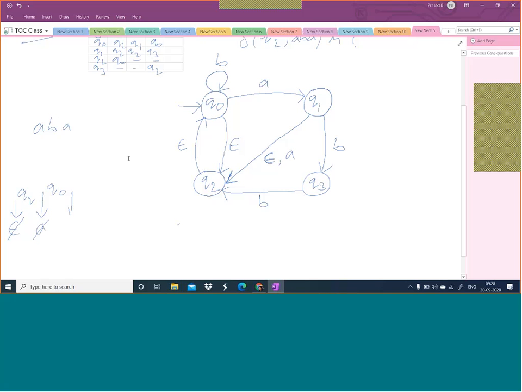Or in Q1 it takes again epsilon, it reaches Q2. Now the machine can stop in Q2. Or in Q2 it can take epsilon, it comes to Q0. So the machine can reach Q0 also. So these are the states that can be reached. Now shall I repeat? Shall I repeat now or do you understand?